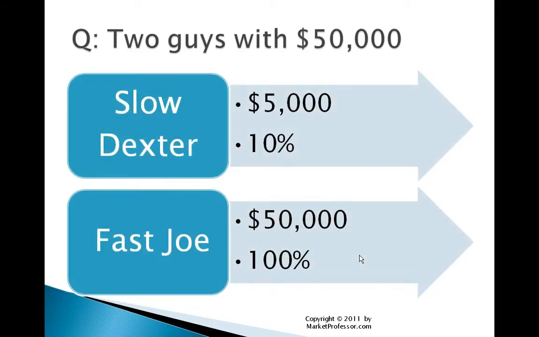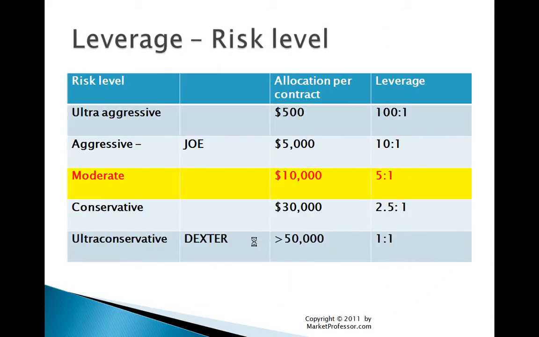Now, do you remember these two guys, Slow Dexter and Fast Joe from part 1? Where are they going to fit here in our risk level classification? Well, Joe is going to be here, aggressive level, and Dexter will be here, actually on the border of conservative and ultra conservative. And since Joe takes 10 times more risk than Dexter, he trades 10 contracts versus 1. And that's why his overall return is 10 times higher than Dexter's.